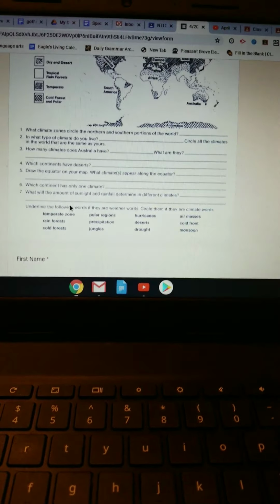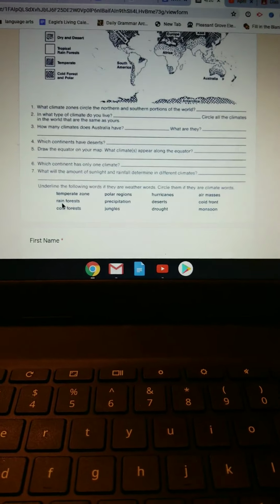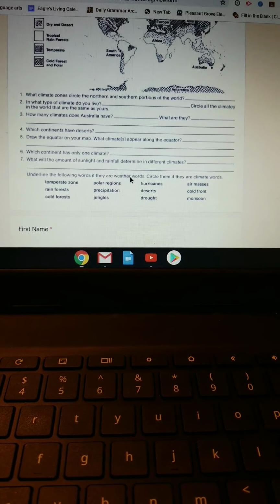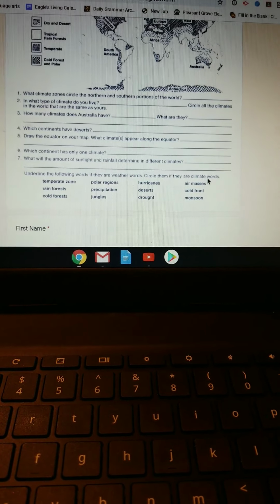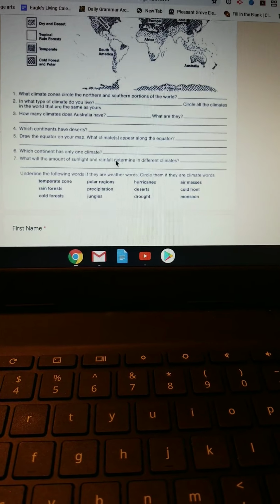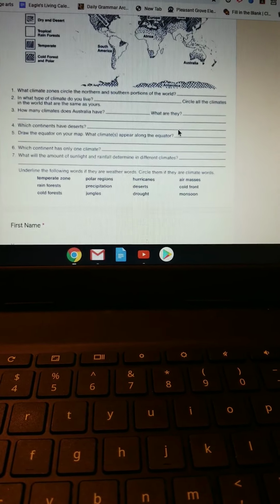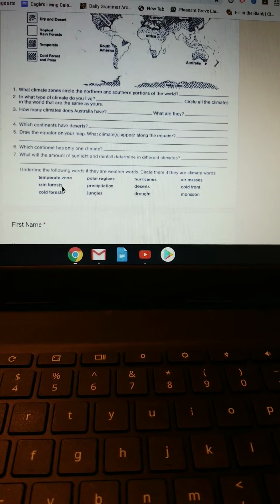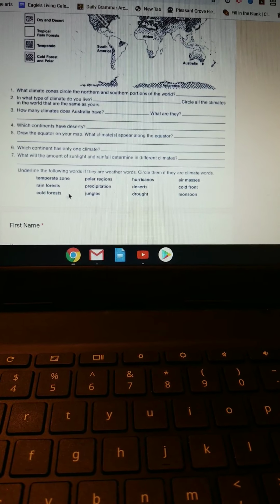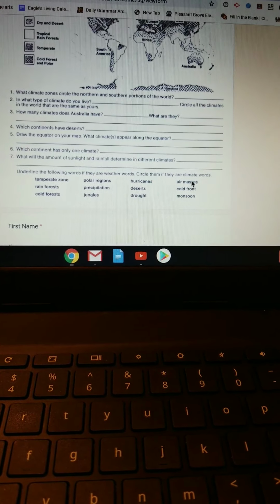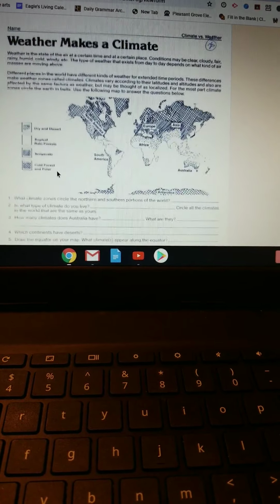Then here you're just going to have to make a column on your paper. You're going to call them weather words and climate words. So you're just going to list them in columns. So climate words would be all these that are up here. And then weather words would be different. So you've got temperate zone, rainforest, cold forest, polar regions, precipitation, jungles, hurricanes, deserts, drought, air masses, cold front, monsoon.